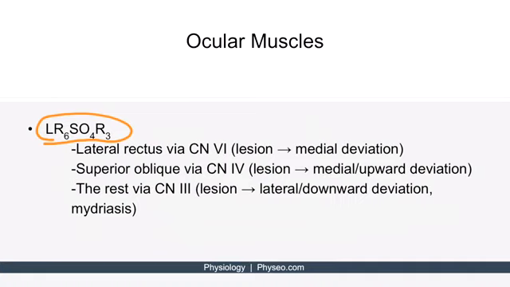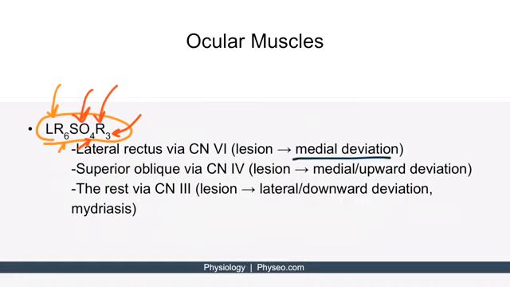It's almost like a chemical formula. The lateral rectus muscle is innervated by cranial nerve 6. The superior oblique muscle is innervated by cranial nerve 4, and all the rest are innervated by the oculomotor nerve, cranial nerve 3. So LR6, SO4, R3 is just a quick way to remember it. Some quick things to remember: if you damage the lateral rectus muscle, the lesion will lead to medial deviation of the eye.